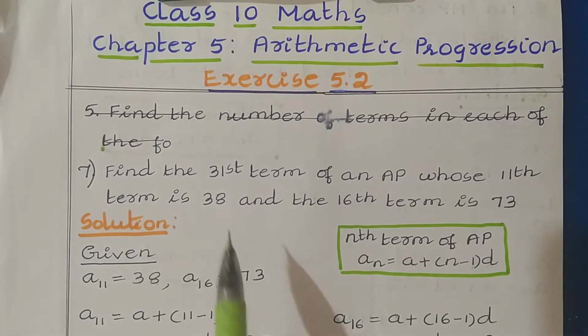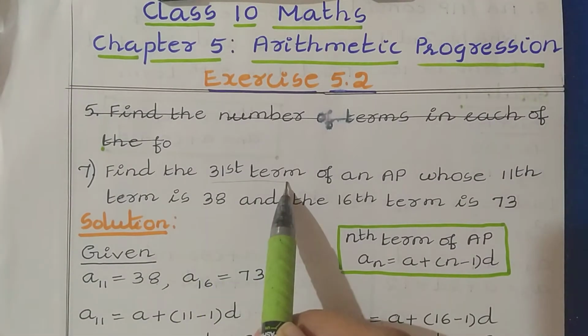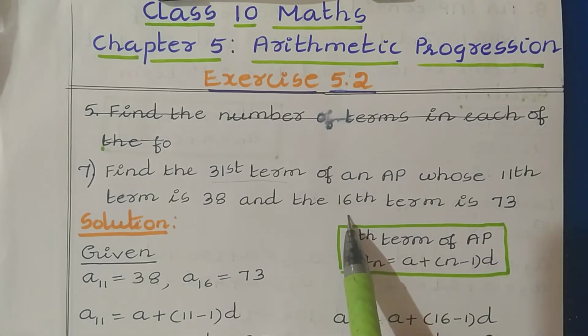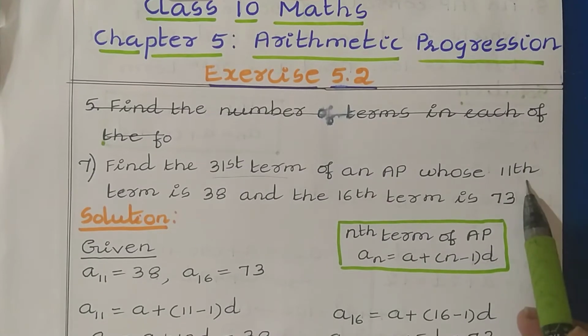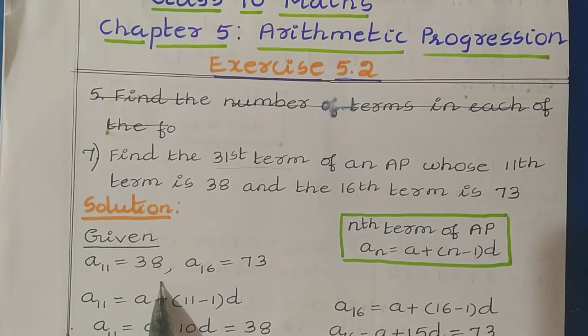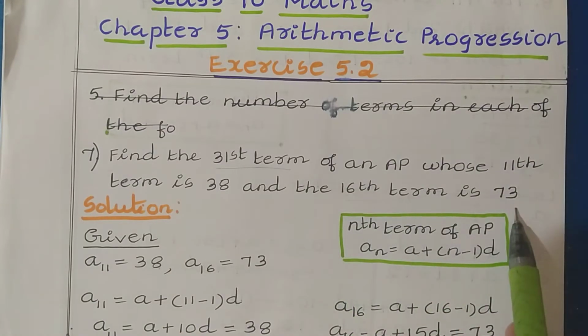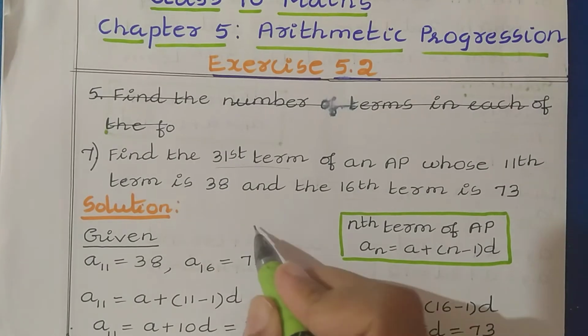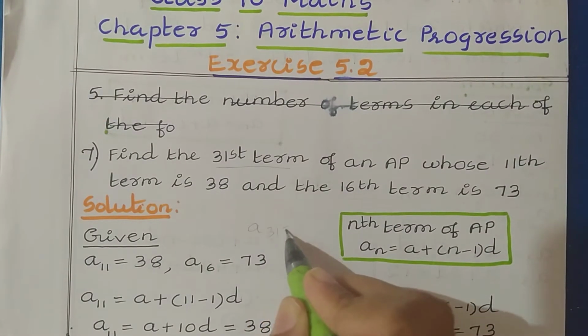In this question, we need to find the 31st term and they have given the 11th term as well as the 16th term. First, let us write the given data values. 11th term is 38, so A11 is equal to 38. 16th term is 73, A16 is equal to 73. And here we need to find A31.